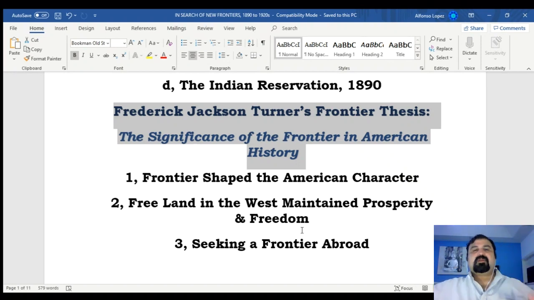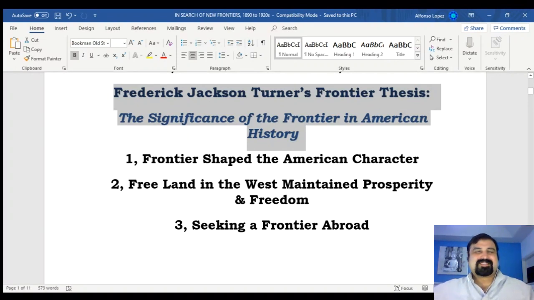Okay, so Frederick Jackson Turner's frontier thesis, it is in 1890, by the way, precisely when he's going to publish his thesis, and there will be several conferences in which he was presenting that thesis. And there are certain key points of his thesis that I would just like to elaborate and highlight here that are significant for understanding, of course, our topic, In Search of New Frontiers.